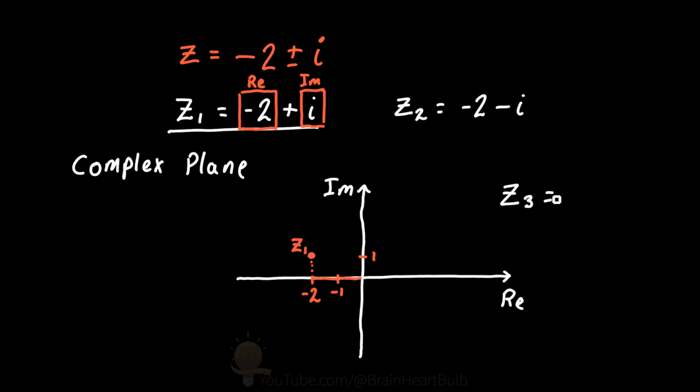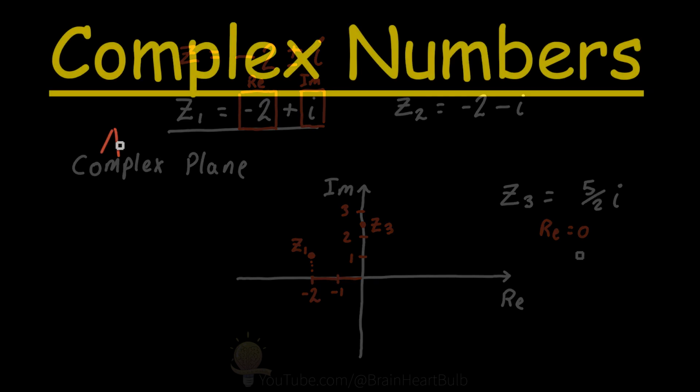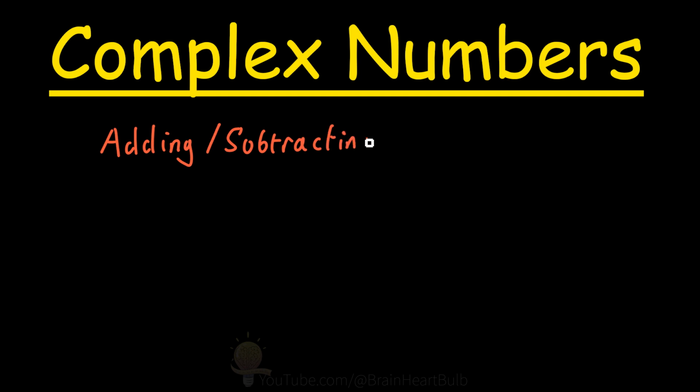So what about this complex number, 5 over 2 i? Well, this is an example of a pure imaginary number because its real component is equal to 0. So our plot point is on the imaginary axis at 5 over 2 i, positive 5 over 2 i, or 2.5i. When we want to add or subtract multiple complex numbers, we need to apply the arithmetic operation separately to the real and imaginary parts.